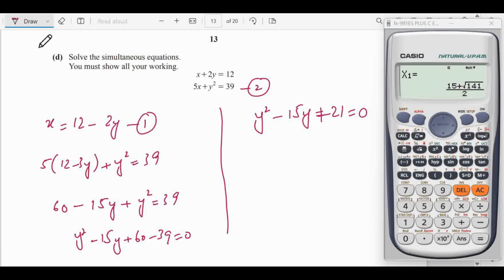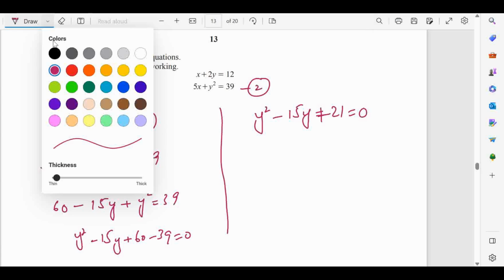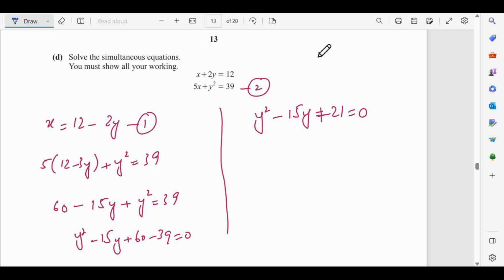Okay, we can rearrange. This must not be the answer. So let's recheck our working. So we can see, yes, this was not 3y, this was 2y. So we need to replace this one with 2y. So 2y means that this will be 10, this will be 10, and this will be 10 over here. So let's find it out again. In fact, we can do it directly.